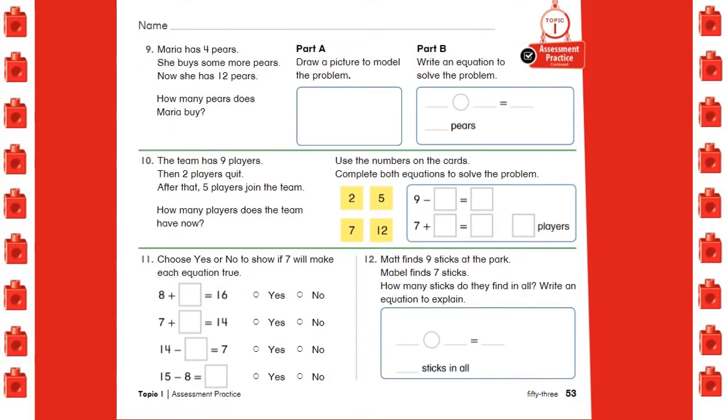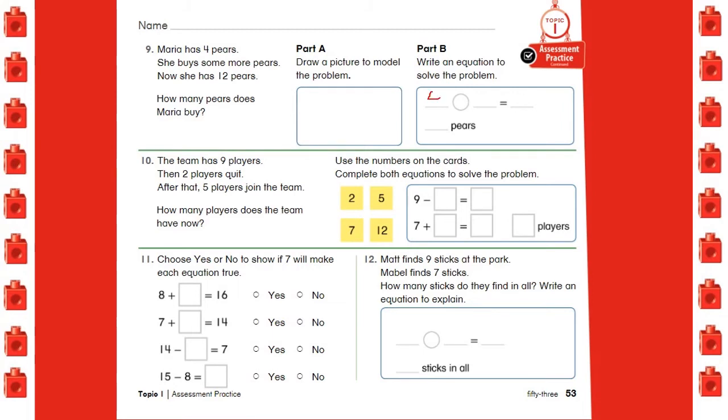For number 9, Maria has 4 pairs. She buys some more pairs. Now she has 12 pairs. How many pairs does Maria buy? You could have drawn it any way you wanted to for part A. For part B, you needed to write an equation. There's more than one possible answer.